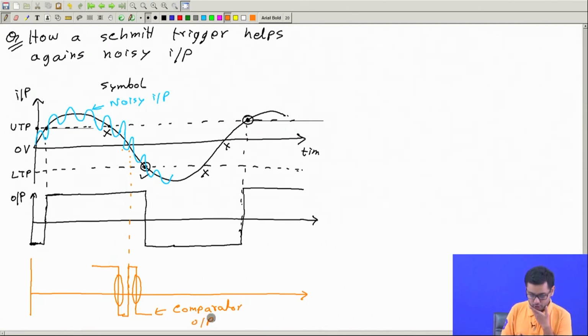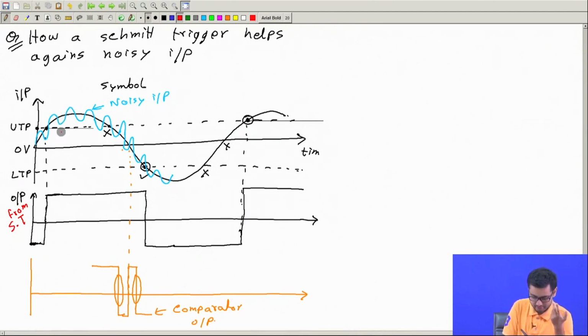But how will be the output of a Schmitt trigger? Okay, let's assume here at this point the output of this Schmitt trigger, let me just write output from Schmitt trigger. Say here it is positive. Let's start with the assumption that we have the output equal to positive here, okay, because it's a normal assumption.